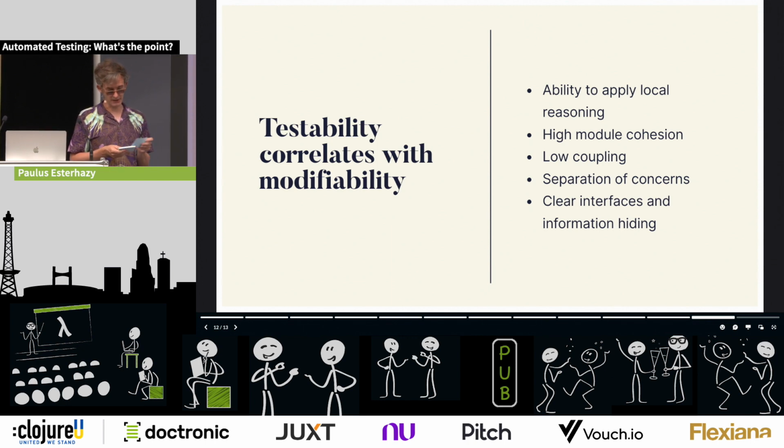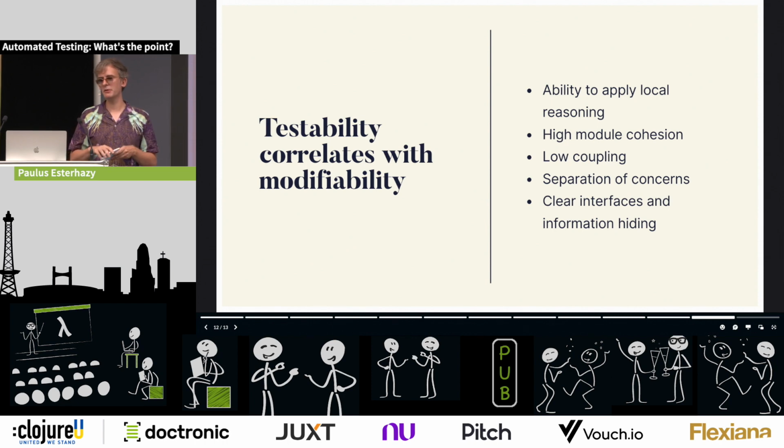And that in turn means that you can improve the modifiability of your code, you can improve the architecture of your code by improving the testability. And what better way to improve the testability of your code than to actually write the tests? So automated testing puts this positive design pressure on your code base. It nudges the code in the right direction.